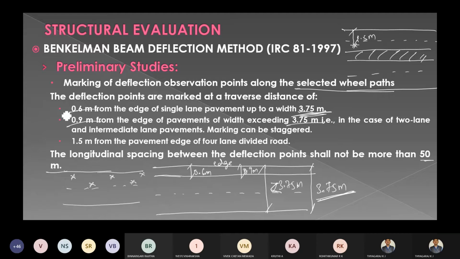So these points should be remembered. 0.6 meter when it is a single lane. When the width is greater than 3.75, we should take 0.9 meter. And for a 4-lane divided road, you are going to consider 1.5 meter. Then the longitudinal spacing between two points is 50 meter. So if you are marking here, at a distance of 50 meter you are going to mark another point. Is it clear, marking the points? Kindly respond. Is it clear?